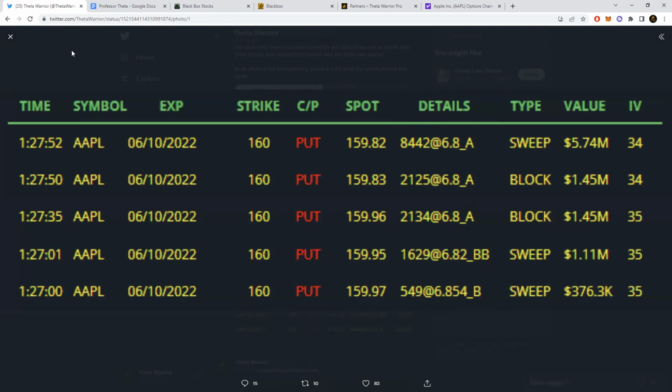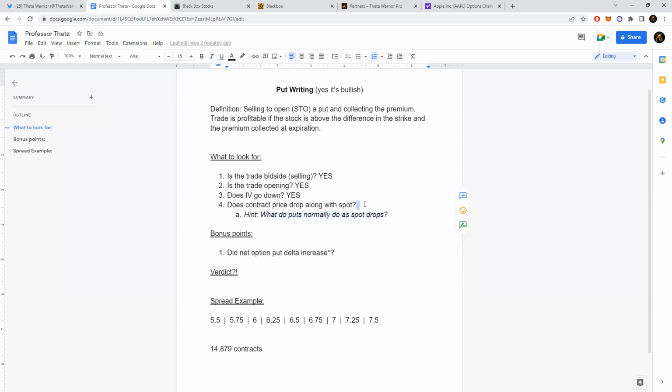So the icing on the cake, we got the spot dropping as contract price comes down. They both move in relation to one another, which usually does not happen. Okay, and then the real icing on the cake, and this is a brand new feature that's coming out from BlackBox in the next couple of days, week, should be really soon, is does the put option net delta increase?